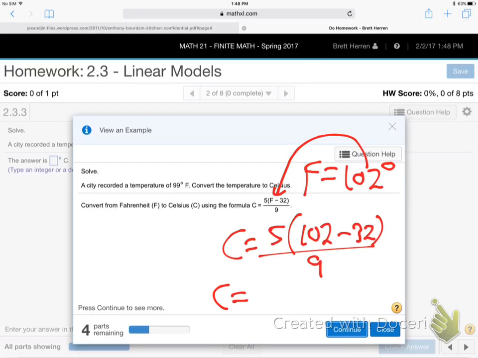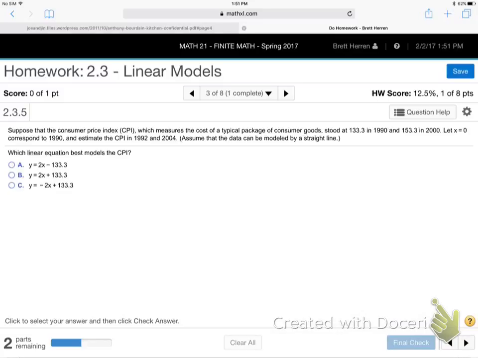Yeah, 38 point, a bunch of 8s. 38 point, and then I don't know how many 8s they want. Did they say? Type an integer? I'll go with whatever they say, whatever rounding issue they have. Okay, so let's see.